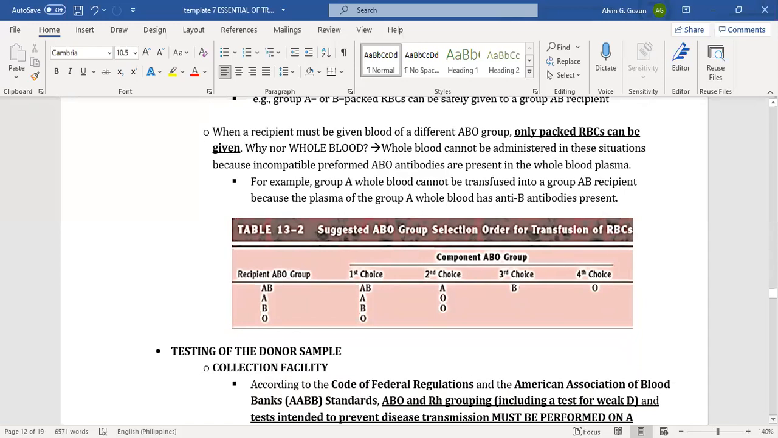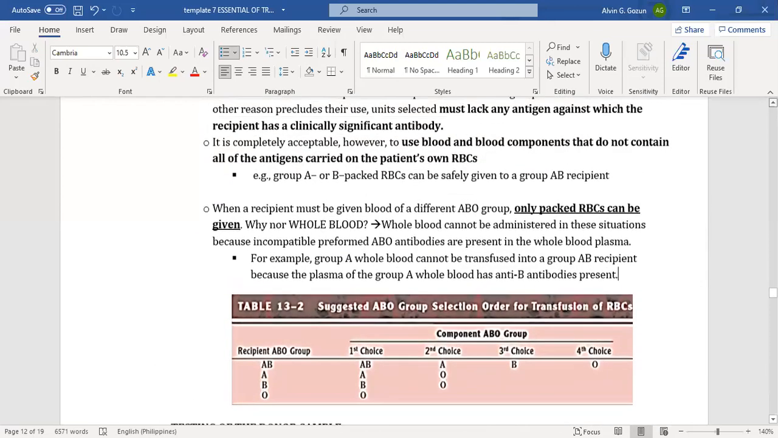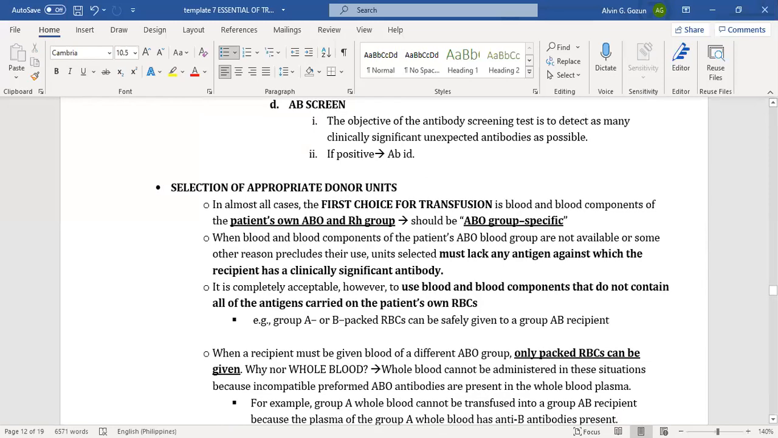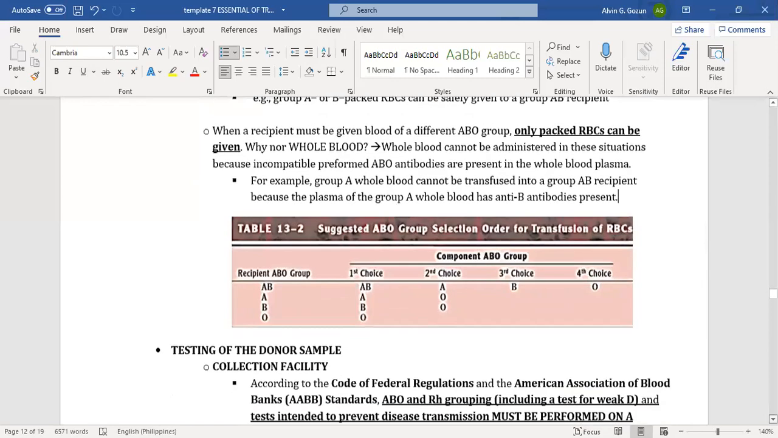Again. When a recipient must be given a blood of different ABO group, only pack RBCs can be given. So, ibig sabihin, dun sa mga second choice, third choice, and fourth choice natin, dapat pack RBC lang, not whole blood. Naintindihan ba? Okay. So, tapos na tayo dito sa selection of appropriate donor units. Let's proceed with testing the donor sample.